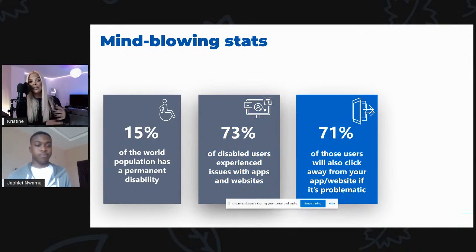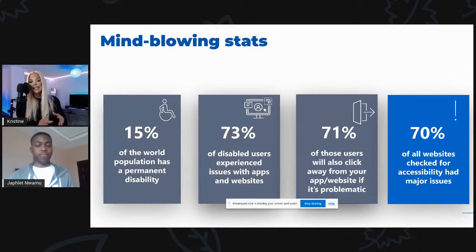Now, out of those 73 people, 71% will pretty much click away from your website as soon as they land on it and it isn't screen reader accessible, or you can't change the theme, or the text isn't readable. And even further, they won't actually tell you about it. They will land on your website or your application, have a look, and if it isn't accessible, they will just close it off and navigate to the next application.